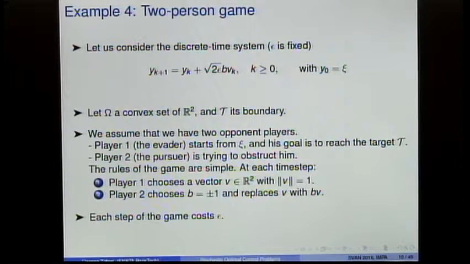So what they have in hand is, for the first player, he can choose the direction v. He can choose the direction of his motion. It should be something with norm equal to 1. The second player can just put a mirror. He can let him go in that direction, or put a mirror and put beta equal to minus 1. So he can change v with b v. And each step of the game costs epsilon. Okay?